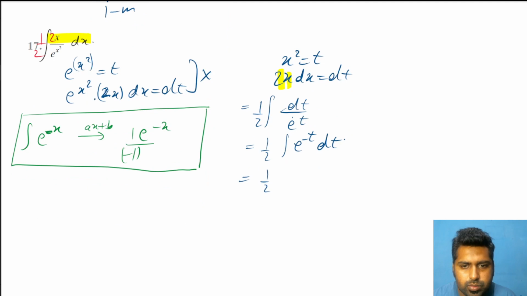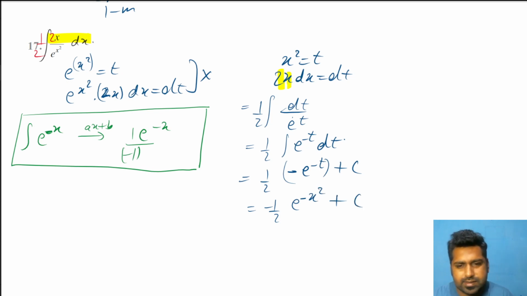Usually if it was e raised to power 2x plus 3, you would be able to identify, yes, it is ax plus b format. It's just that whenever it is only e raised to power minus x, students get confused about what to do. So the integration is minus e raised to power minus t plus c. So minus 1 by 2 e raised to power minus t, what's t? E raised to power minus x square plus c. So if you want, you can do the reciprocal, rest everything is okay.